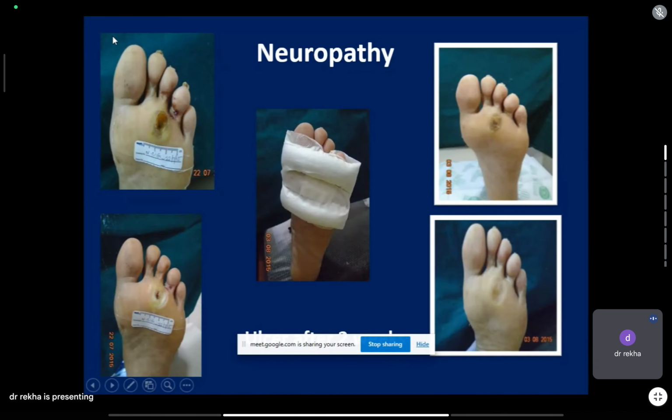So this is a case, a patient coming with this type of ulceration. We have debrided this ulcer and given the indigenous offloading technique. And you can see the ulcer is healed within 2 weeks. So neuropathic ulcer heals very fast.